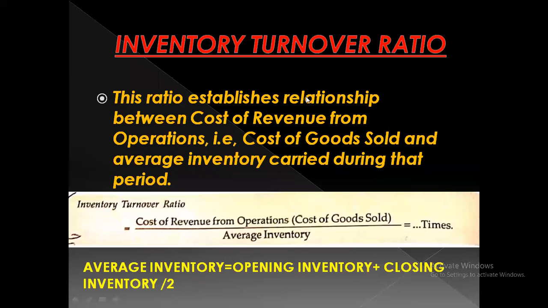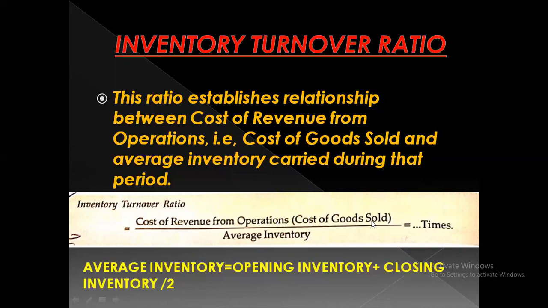Now, inventory turnover ratio. This ratio indicates the relationship between the cost of revenue from operation, which is also called cost of goods sold, and the average inventory. The formula to calculate inventory turnover ratio is cost of revenue from operation or cost of goods sold divided by average inventory. Students, the ratio is calculated in times. Wherever the word turnover is there, always calculate the ratio in times.